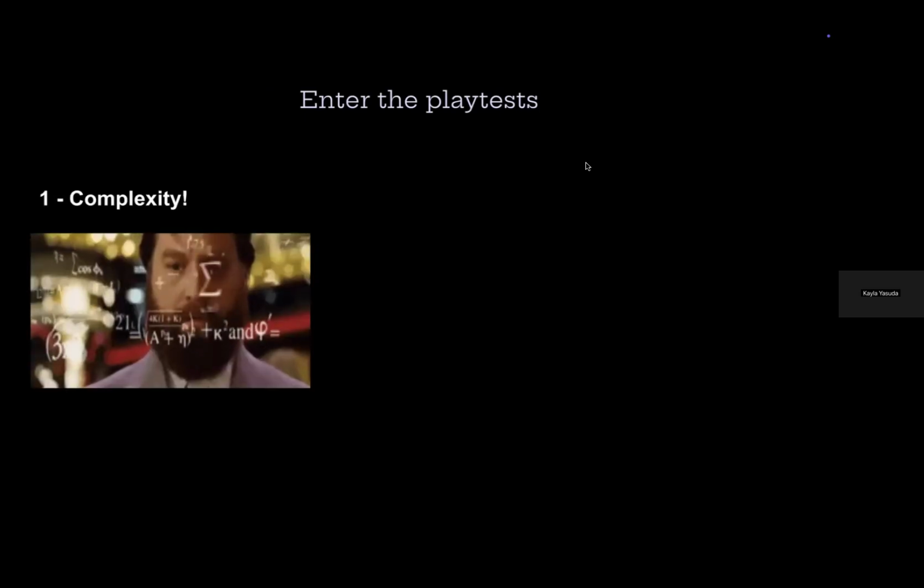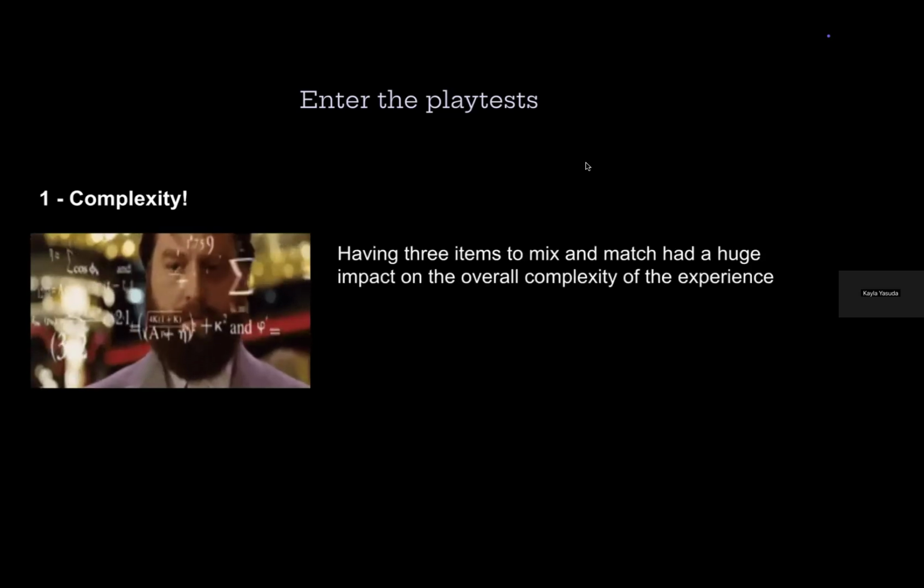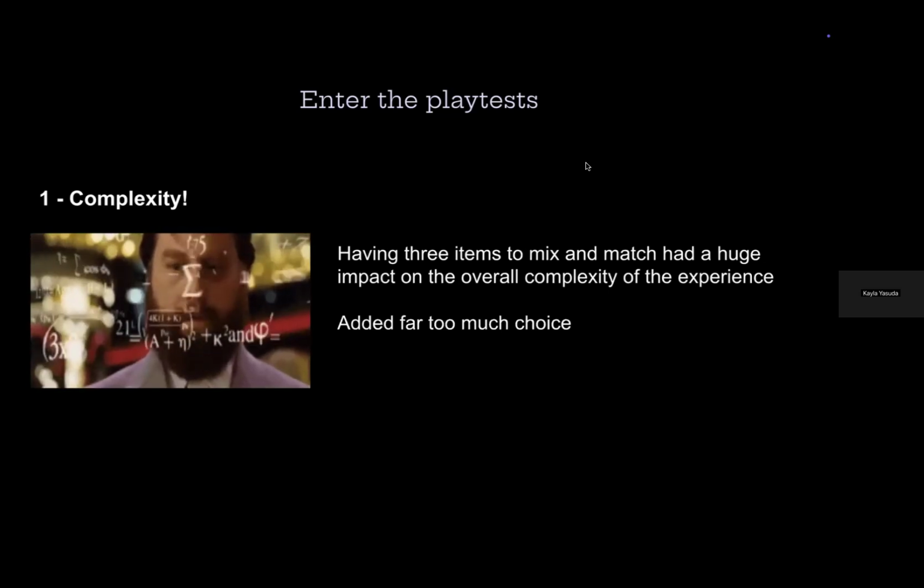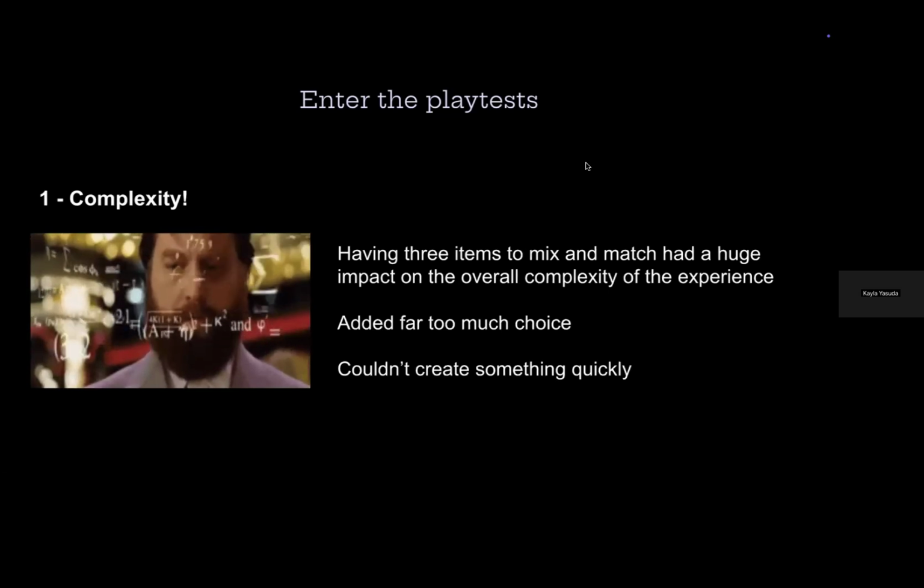First one, with the 3 sections, is complexity. Having 3 items to mix and match had a huge impact on the overall complexity of the experience. From a kid's perspective, think of the children we're play testing with, from the age of 6, maybe some of the ages, 5 upwards, it added far too much choice to the experience. Because for them, they couldn't create something quickly.